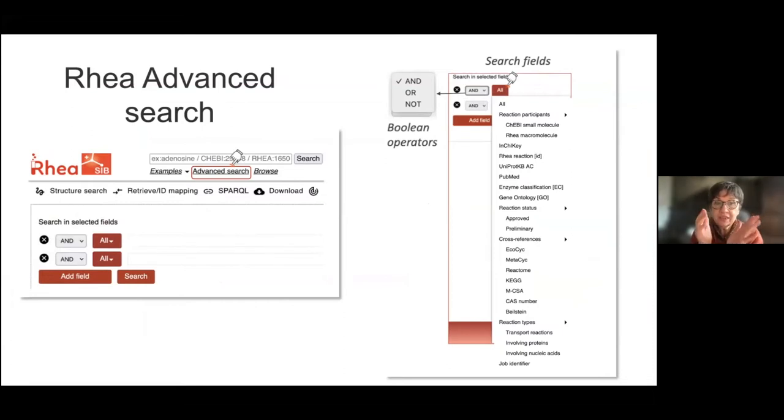So we have seen in this video how to use the Rhea advanced search. So just to show you some additional information, here you have a complete list of the fields that are available for query. And also remember that you can use Boolean operators in order to perform complex queries.